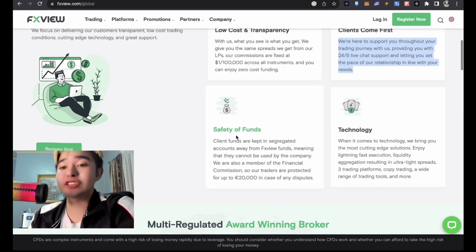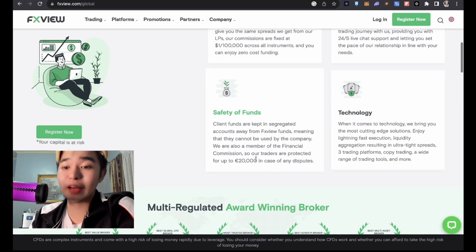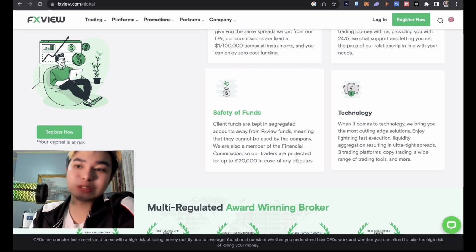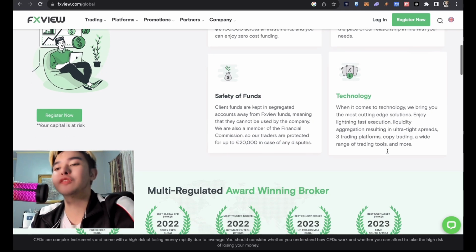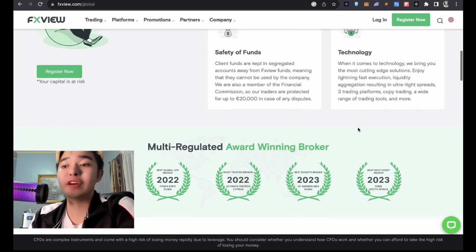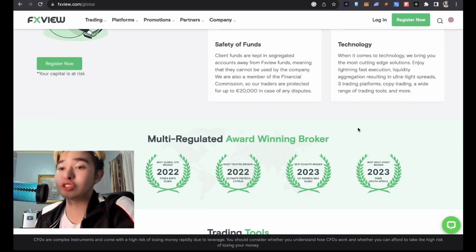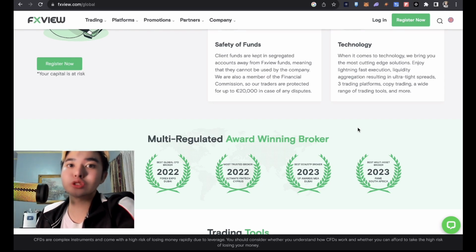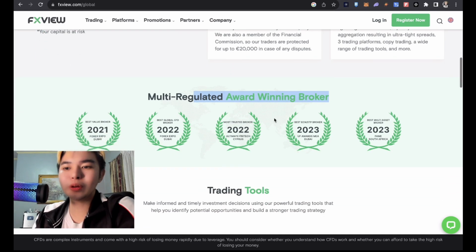Of course, guys, the safety of funds is secured as well. And of course, it is protected up to 20,000 euros in case of any disputes, which is very nice. And of course, the technology is immersive and it's fast. And of course, guys, there's also copy trading and there's a lot of trading tools which you can use. So it is a multi-regulated award-winning broker, guys.